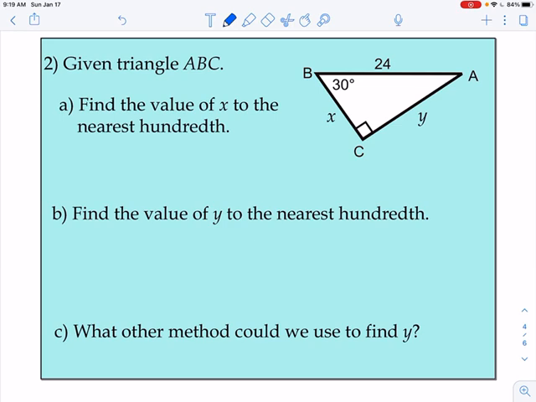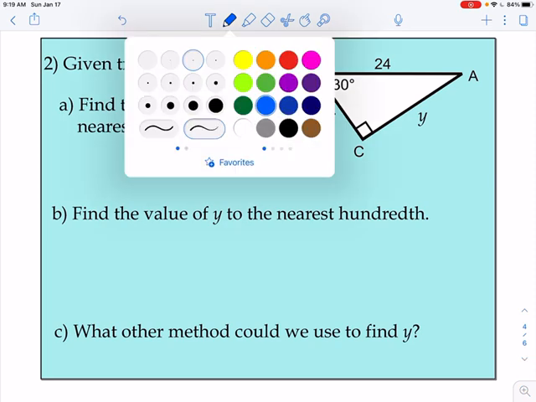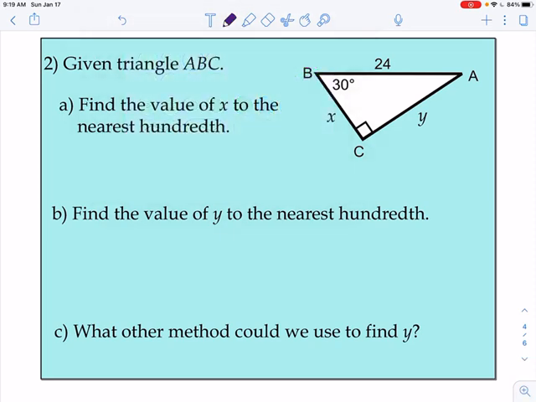Okay. So I'm given triangle ABC. We want to find the value of x to the nearest hundredth. So let's concentrate on x first. So the angle that I have here is this angle 30. Okay, and I have x, and I can't have x and y inside my first equation. So I'm going to concentrate on the x and the 24 first in order to find that value of x there.